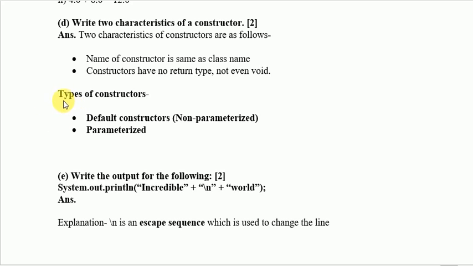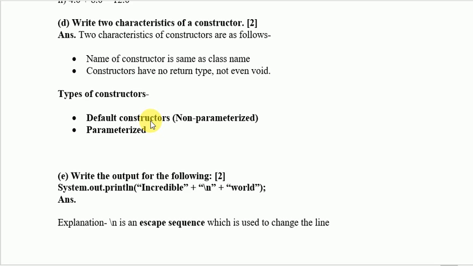Here the information is types of constructors. There are basically two types of constructors: default constructors, which are also referred to as non-parameterized constructors, and the second one is parameterized constructor. The non-parameterized constructors don't have any parameters, and they are meant for assigning the instance variables of the class with the default values. Most of the time the compiler itself provides you a default constructor, you don't write it. However, at times it is required for a programmer to write a default constructor.